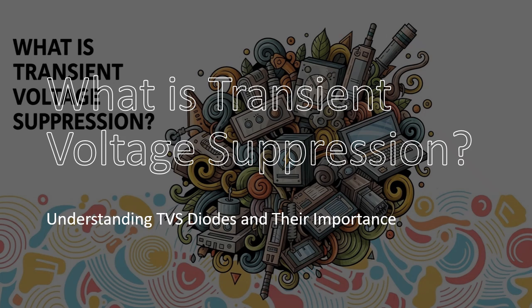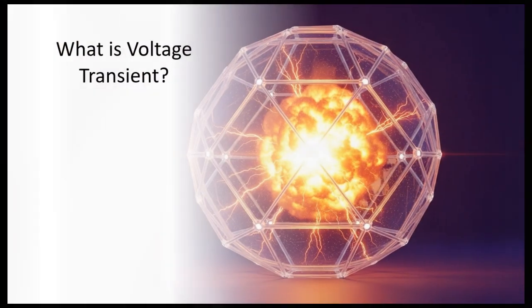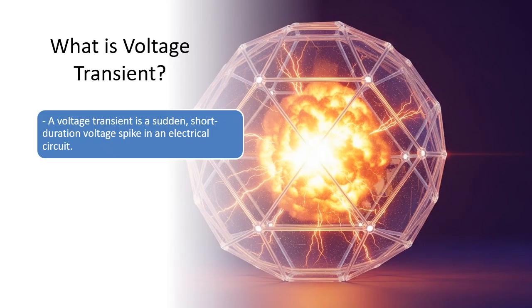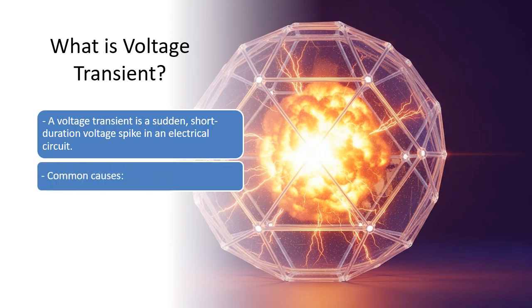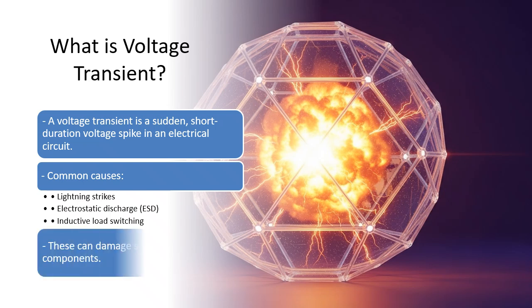Welcome to this presentation on transient voltage suppression, where we will explore how TVS diodes protect electronic circuits from harmful voltage spikes. What is a voltage transient? A voltage transient is a sudden and short-lived spike in voltage within an electrical circuit. These transients are typically caused by lightning strikes, electrostatic discharge, or switching of inductive loads. If not properly managed, they can seriously damage sensitive electronic components.